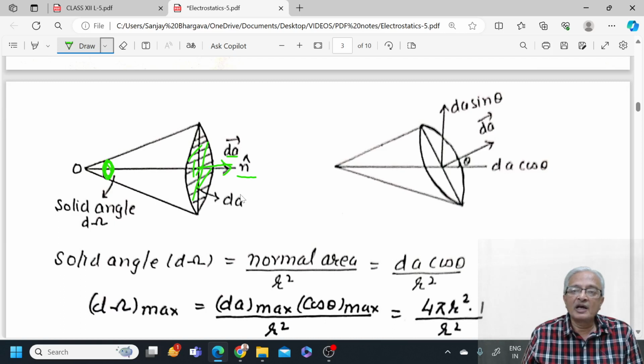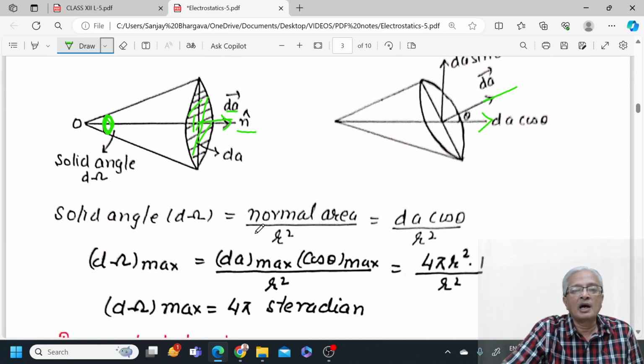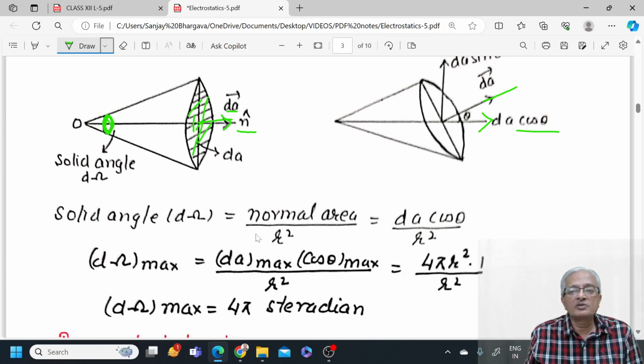So this would be the direction of the normal. Now I can have two components of the area vector, dA cos theta in this direction and dA sin theta in this direction. How do I define solid angle? As the ratio of normal area upon r square. And what is the normal component of the area? dA cos theta. So it is dA cos theta upon r square.